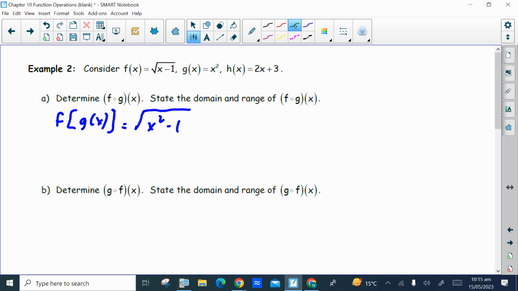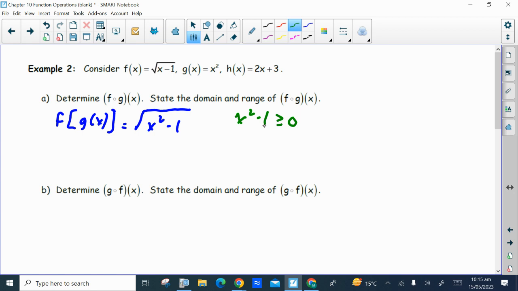If you look at the expression, the root of x squared minus 1, you cannot take the root of a negative number. x squared minus 1 has to be greater than or equal to 0. This is where the restrictions come from. This is where we get our domain from.